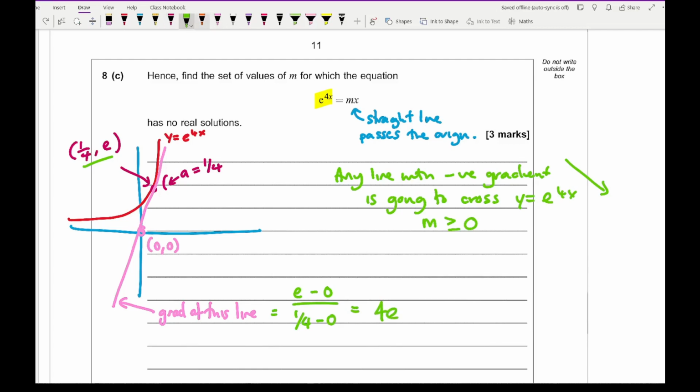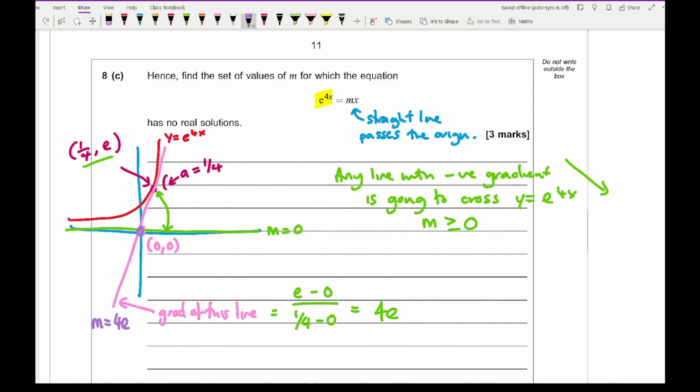Now, basically, for this, if I just draw another line, just deciding which colour to go for, let's go for green because that should come up. So, for there to be no solutions, the gradient needs to be between these two, the pink line and the green line. So, at this green line, m equals 0, and for the pink line, the gradient is m equals 4e. So for there to be no solutions, we're going to draw a straight line that goes through the origin, but is between the pink line and the green line.